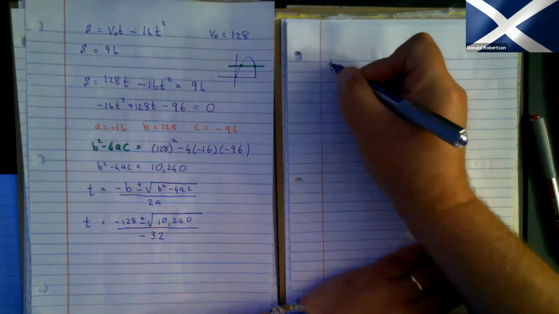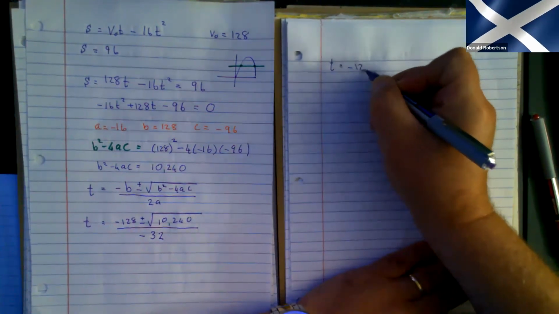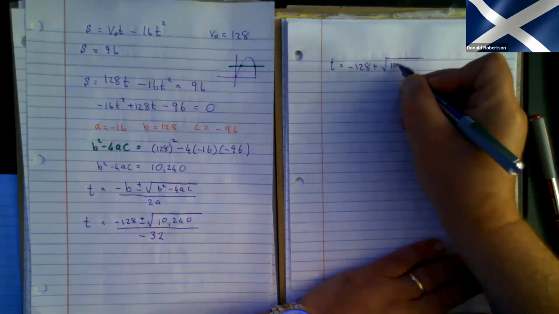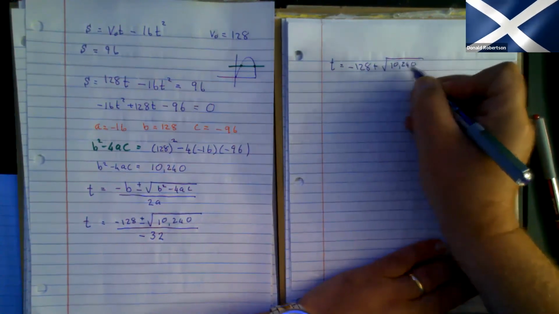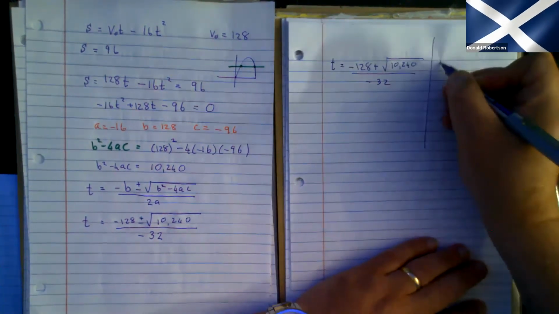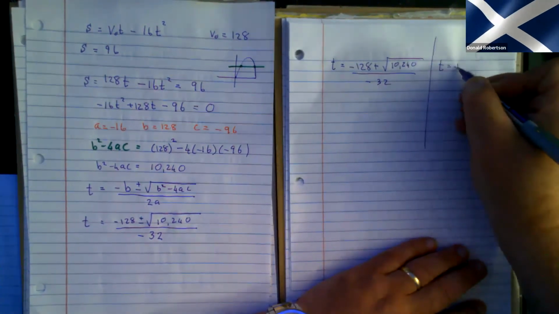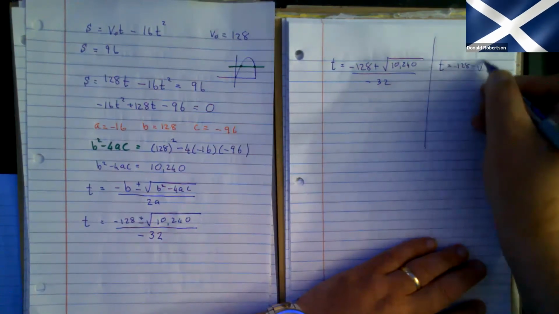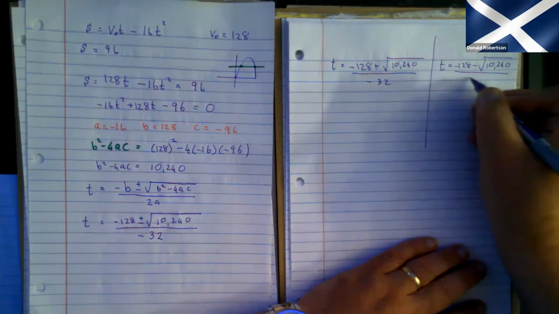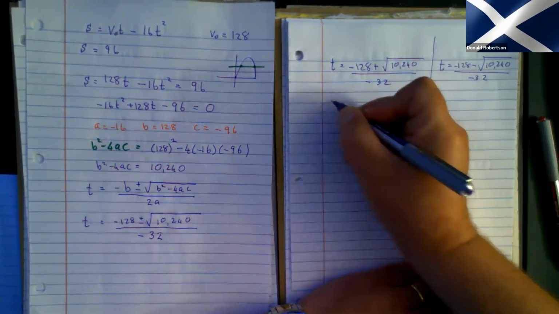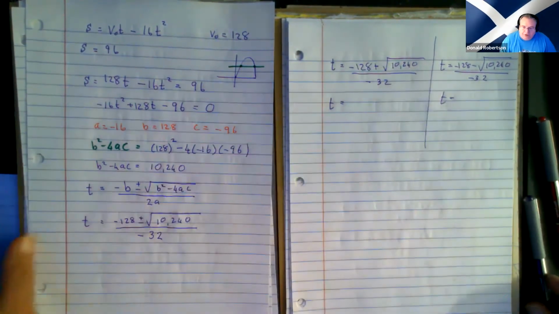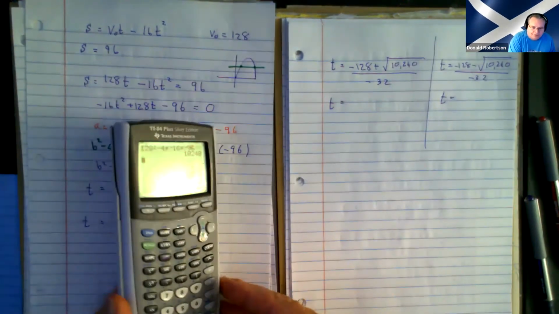So here are the two solutions. It's negative 128 plus the square root of 10,240, all divided by negative 32. And the other one is negative 128, take away the square root of 10,240, all divided by negative 32. And both these calculations are going to be done in this guy.